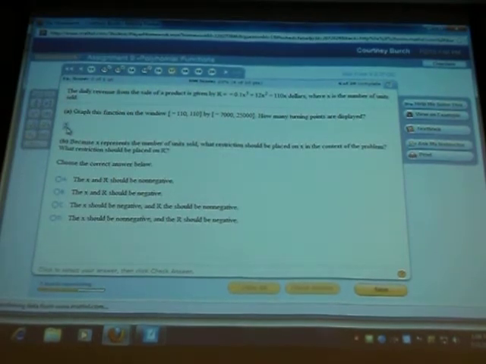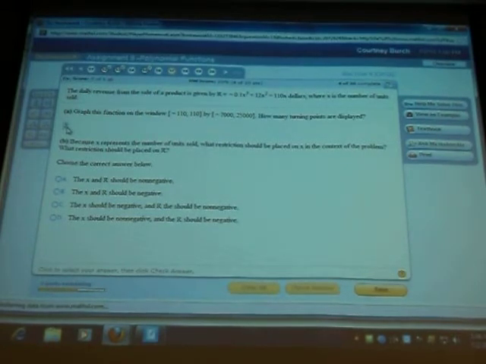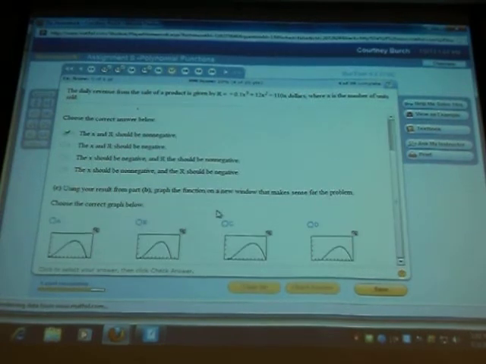Okay, because x represents the number of units sold, what restriction should we put on x? And what restriction should we put on r, which is the revenue? They should both be non-negative. You can't sell negative units, and you can't make negative money. Well, technically revenue is only talking about the money you make, so revenue can only be positive. Profit can be negative, but revenue can only be positive. And units can definitely only be positive. So they should both be non-negative.